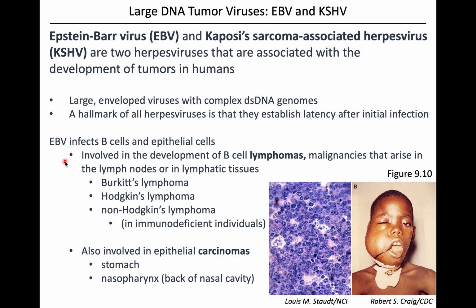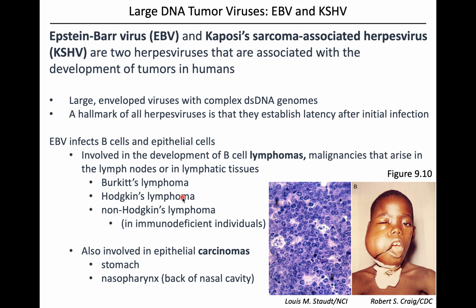It can affect both B cells, which are immune cells, and epithelial cells. It's best known for its link to certain types of lymphoma: Burkitt's and both Hodgkin's and non-Hodgkin's lymphoma. That's due to its ability to infect B lymphocytes. But it can also be linked to a couple of different types of carcinomas through its ability to infect epithelial cells. Here you see this poor kid with lymphoma, and his lymph nodes are so swollen and distended. It looks incredibly uncomfortable.